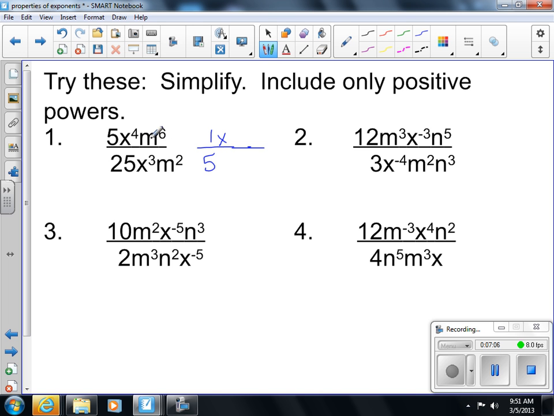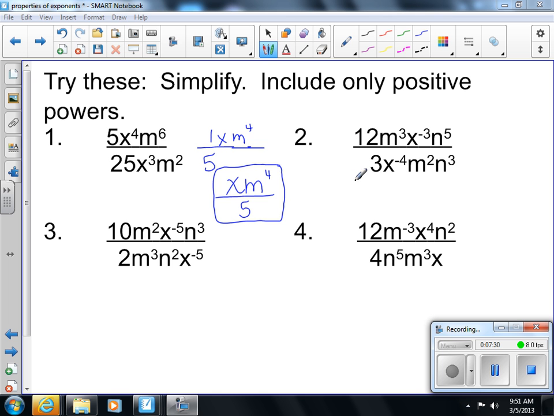Okay, so then we'll do our m's. M to the, I subtract my powers, m to the fourth. So to make it a little nicer looking, I'm going to have x, m to the fourth, all over 5. Do I need the 1? No. And then this would be your final answer because I've simplified it.